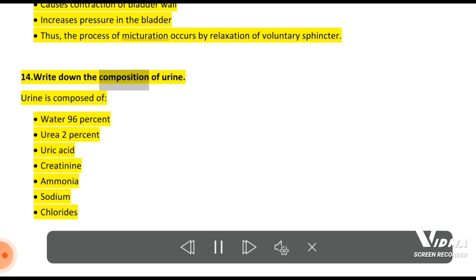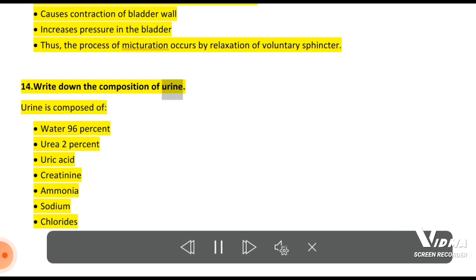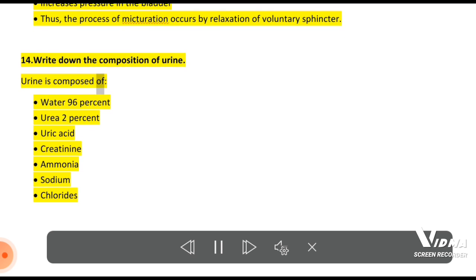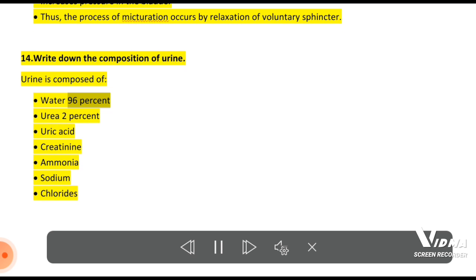14. Write down the composition of urine. Urine is composed of water 96%, urea 2%, uric acid, creatinine, ammonia, sodium, chlorides.